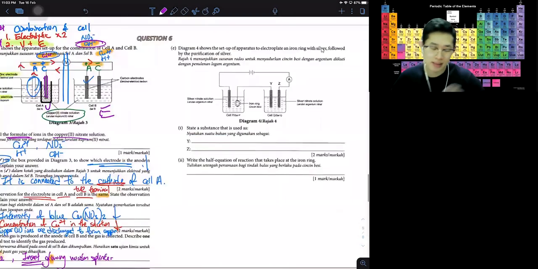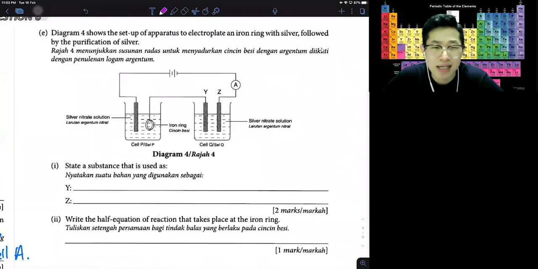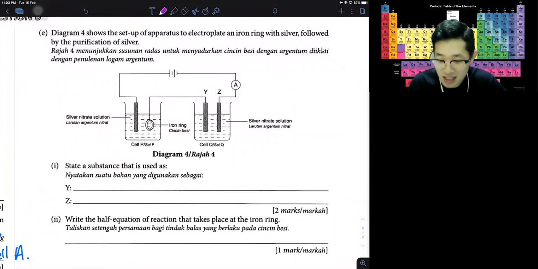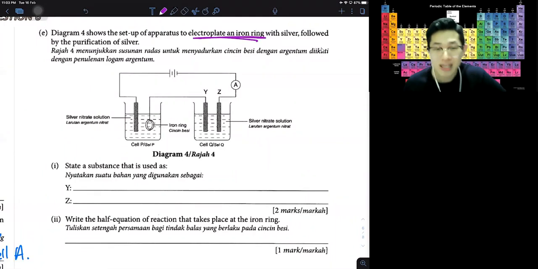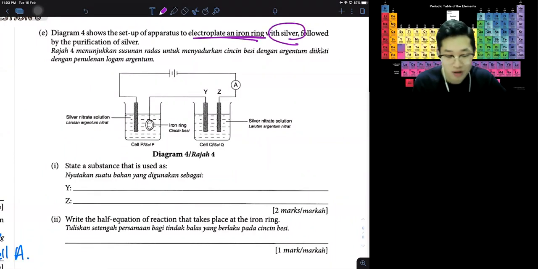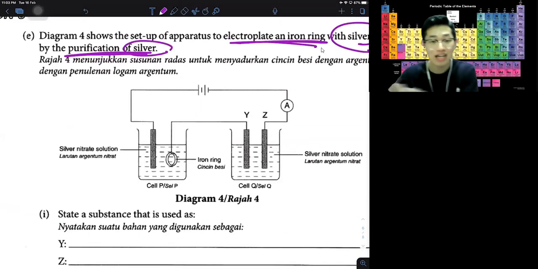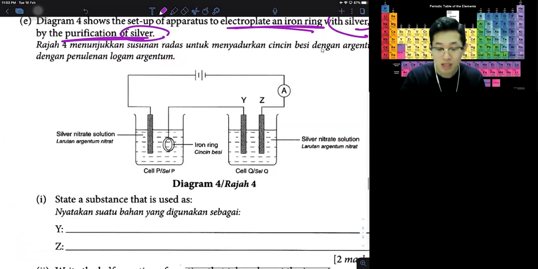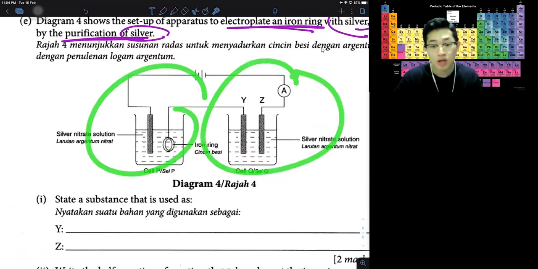Here, this set of apparatus is to electroplate iron ring with silver, followed by purification of silver. Purify silver, electroplate silver. Can you see? Two cells together.